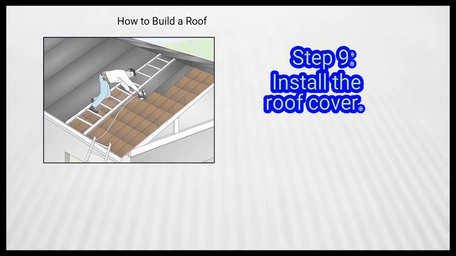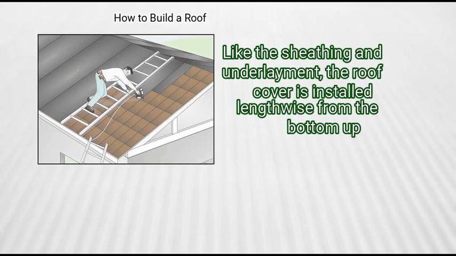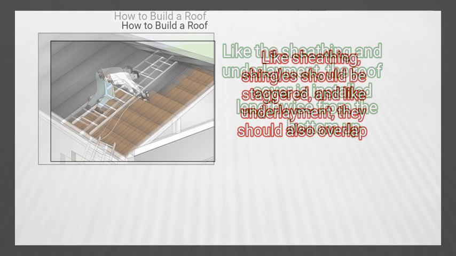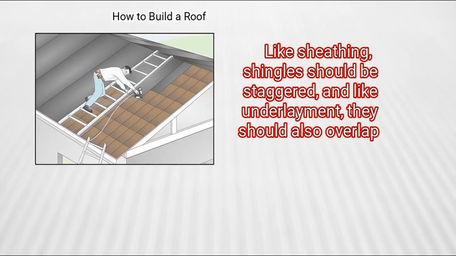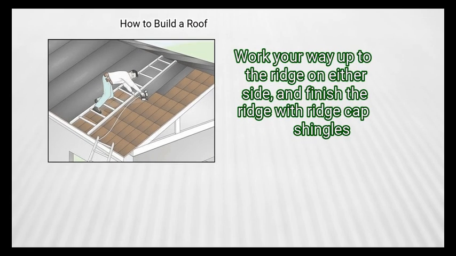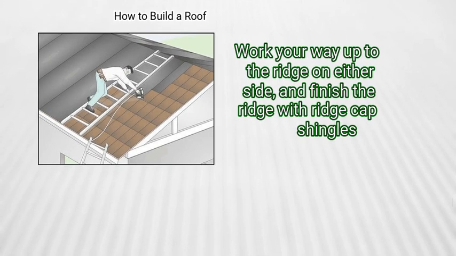Finally, install the roof cover. Like the sheathing and underlayment, the roof cover is installed lengthwise from the bottom up. Like sheathing, shingles should be staggered, and like underlayment, they should also overlap. Work your way up to the ridge on either side, and finish the ridge with ridge cap shingles.